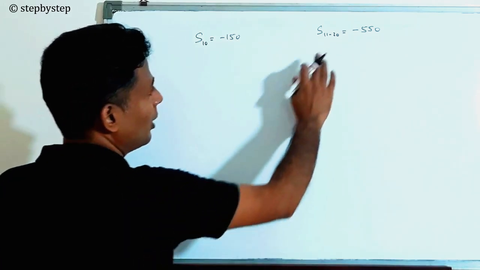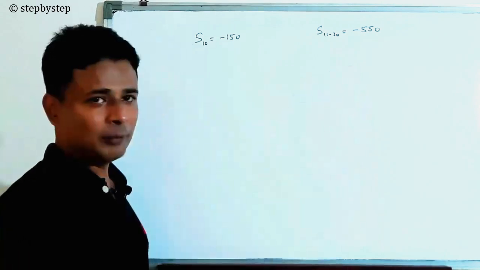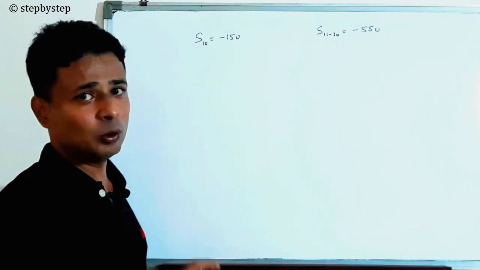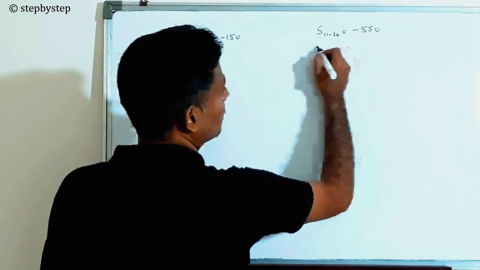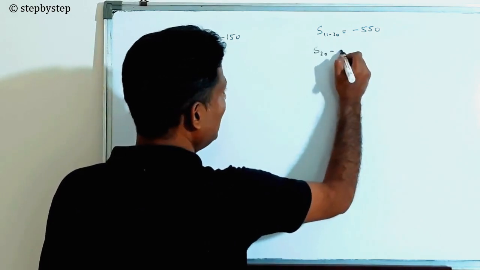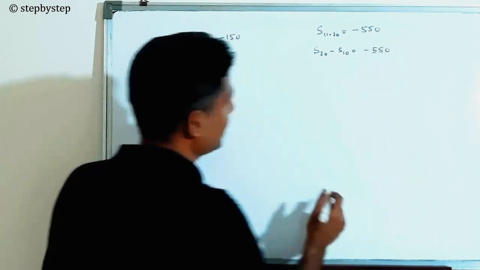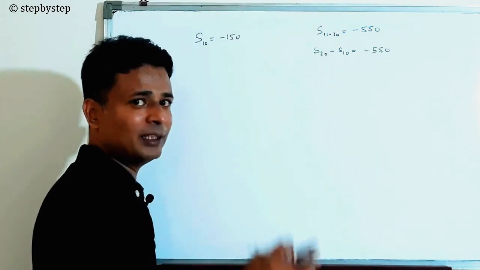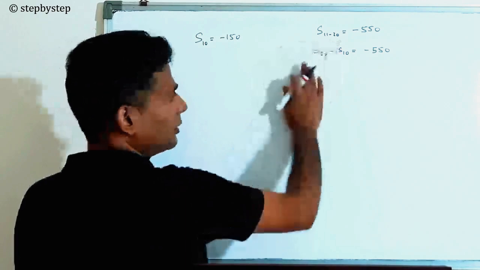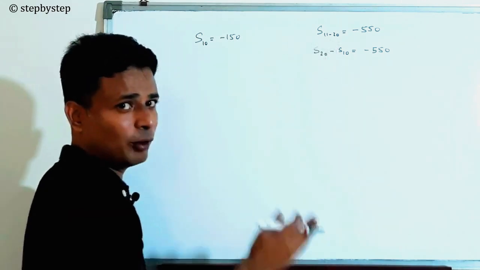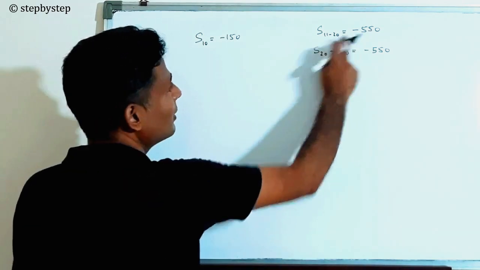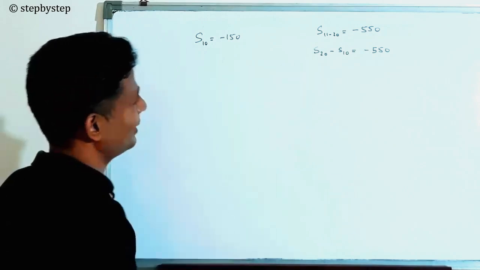Now this is simple. What about this? This sum is from 11th term to 20th term. So how do we simplify? S of 20 minus S of 10 will be equal to minus 550. This is the sum only from 11 to 20. So if we take the sum of all 20 and subtract the sum of first 10, we'll get this. So now we have it clearly.